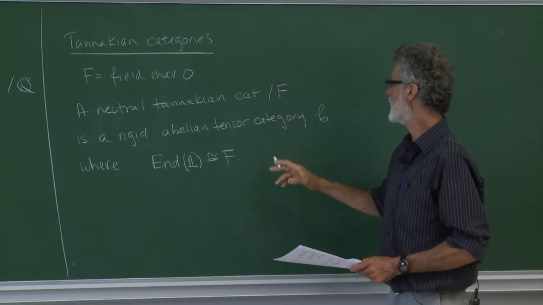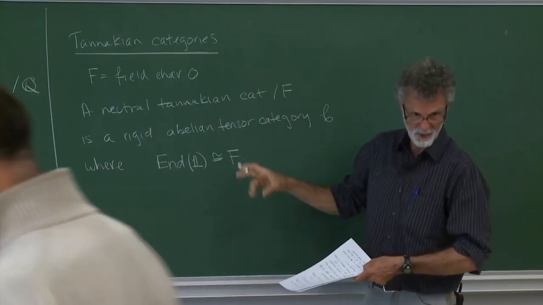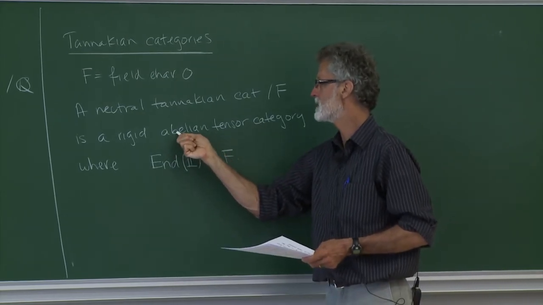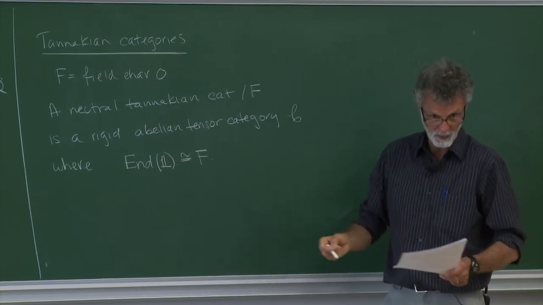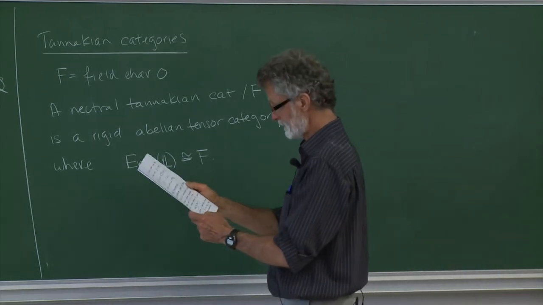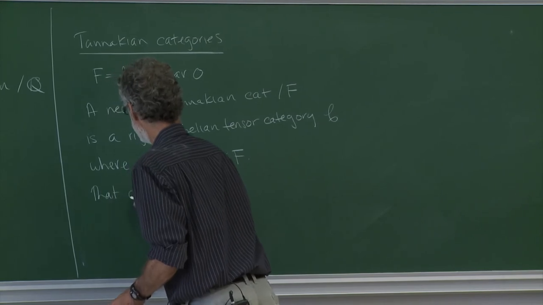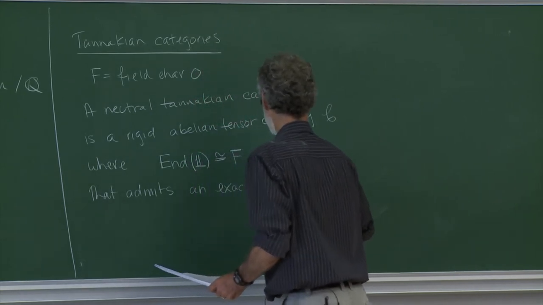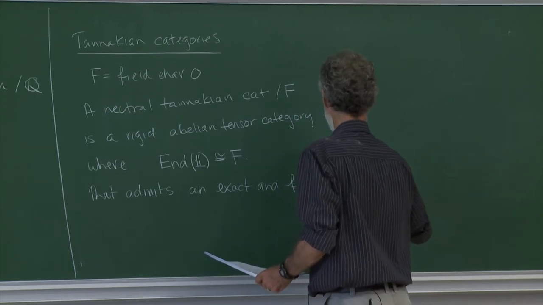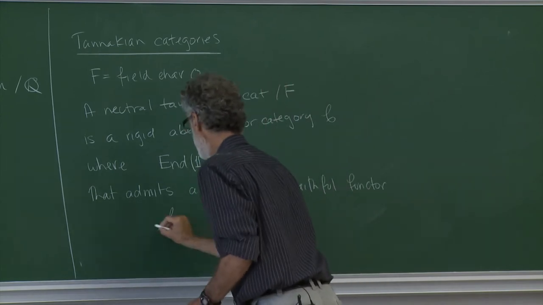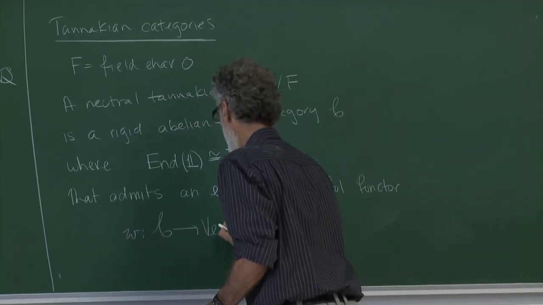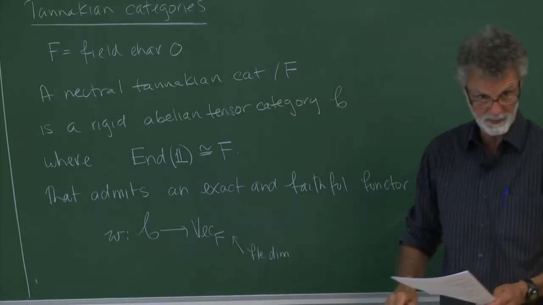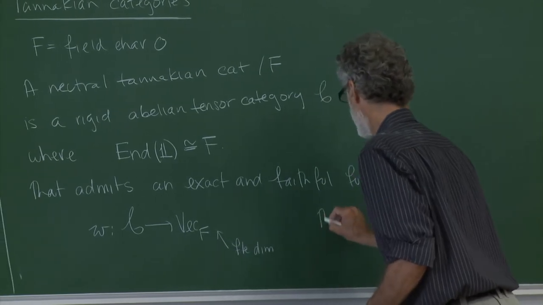So a tensor category has a tensor product, and here it's got to be commutative, associative, and so on. All sorts of axioms have to be satisfied. These are exactly the axioms that are satisfied by the category of representations of a group. You have an associative tensor product, and so on. And it has to admit an exact and faithful functor, usually denoted by omega, from C into finite dimensional vector spaces over F, that preserves tensor products.